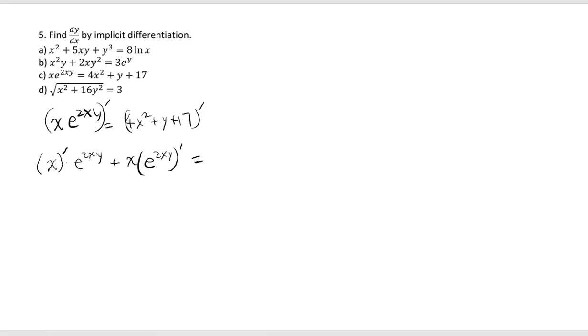So 2 comes down, so you have 4 times 2, 8x. y prime is y prime. 17 prime, because 17 is a constant, is just 0. Okay, we still have to settle this part. x prime is 1, so you just have 1 times e to the 2xy. This part, we need the chain rule because 2xy is nested inside the exponential function. The exponential function's derivative is the same as itself, so it doesn't change, but the inside function has to be pulled out and you have to differentiate it.